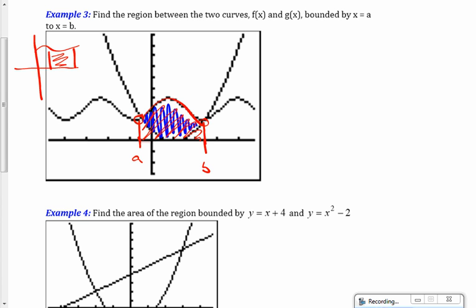It's a little bit too big, right? How much too big? What I shaded with red is this. Let's call the trig one f of x. Let's call the parabola g of x. What I just did was the integral from a to b of f of x dx, right?